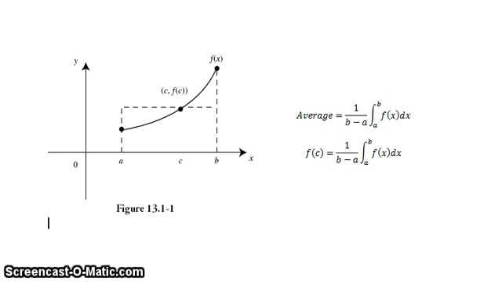What the mean value theorem is, is really quite simple. It says that if you have a function f of x, and you find the average value of that function in a certain interval, a to b, then there is some point on the line f of x inside that interval where that point is equal to the average value of the function.